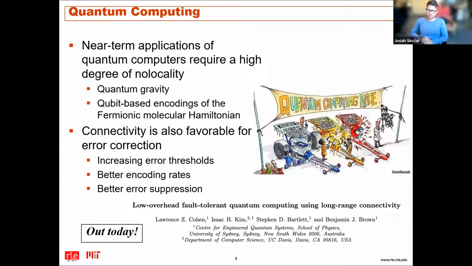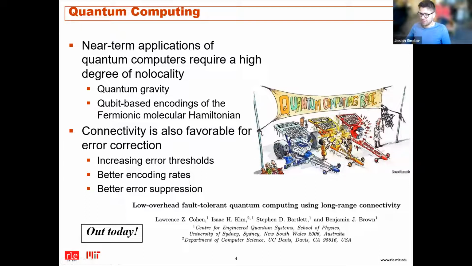Beyond the NISQ era, thinking longer term, full connectivity is also very favorable for quantum error correction, enabling codes which have better error thresholds and which have higher encoding efficiencies, require fewer physical qubits per logical qubit, and offer better suppression of errors. And I couldn't help including this arXiv. So just today on the arXiv, there was a breakthrough in low overhead quantum LDPC codes, low density parity check codes, which require a lot of connectivity, but have extremely favorable properties. This is a really exciting time for error correction, and a lot of the most favorable error correcting schemes trade on having a large amount of connectivity between qubits.